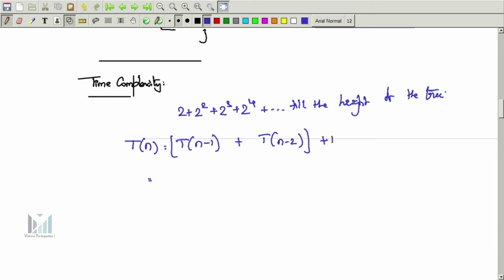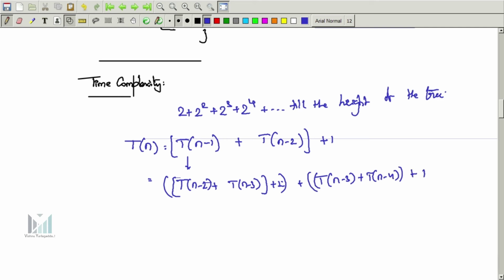So this is equivalent to, T of n minus 1 is nothing but T of n minus 2 plus T of n minus 3 plus 1, plus T of n minus 3 plus T of n minus 4 plus 1, and this whole plus 1. So this one itself is this one, and this one itself is this part, and this plus 1 is this part.